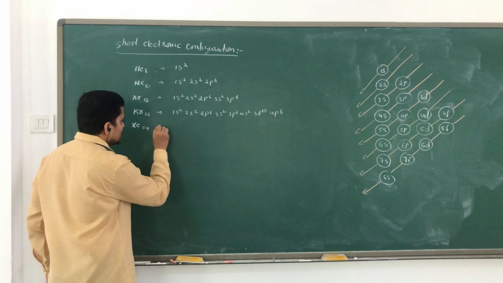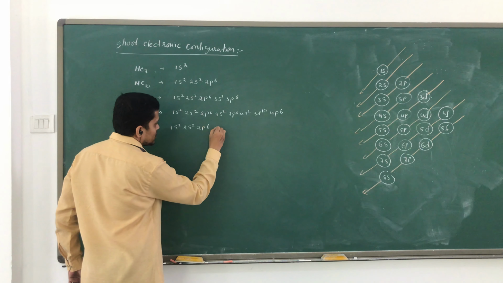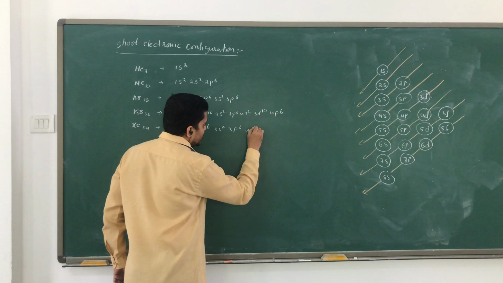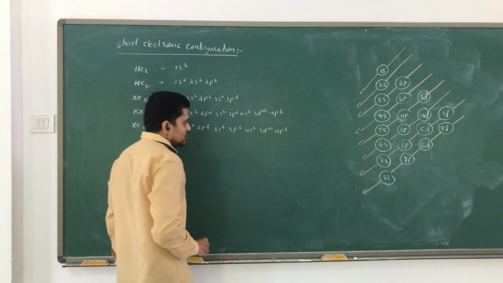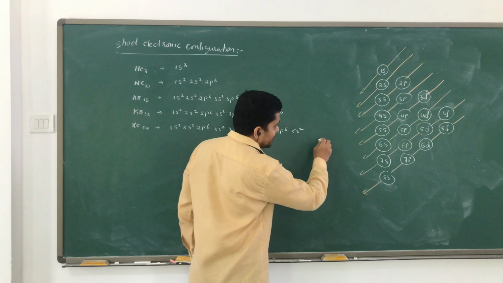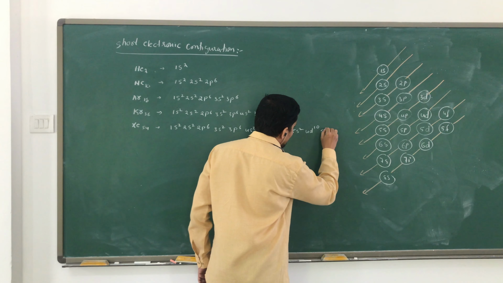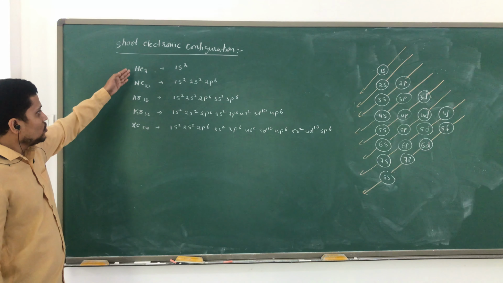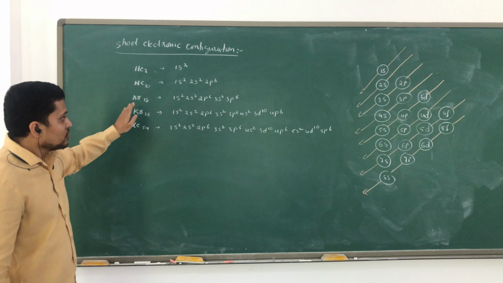In the same way, for xenon: 1s2, 2s2, 2p6, 3s2, 3p6, 4s2, 3d10, 4p6, then 5s2. After 5s2, we have to go for 4d10 and 5p6, total 54. So in this way we know the electronic configuration of these elements, and we must know them.